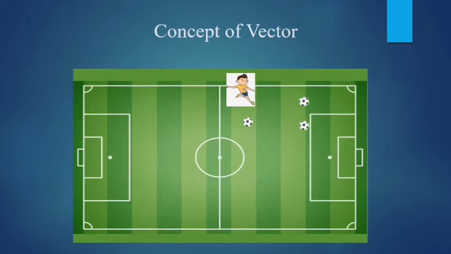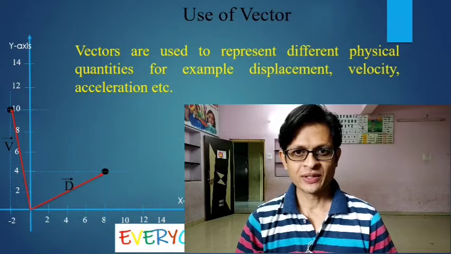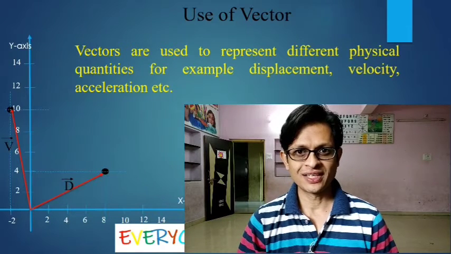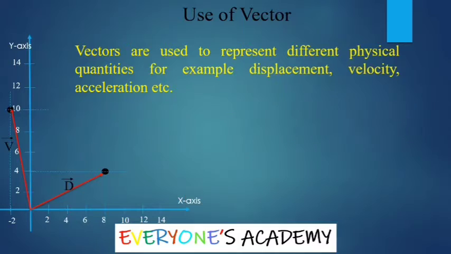Here we can see this football player can hit the ball in any direction. To define such motions, the concept of vector is very important. Vectors are used to represent different physical quantities, for example displacement, velocity and acceleration.